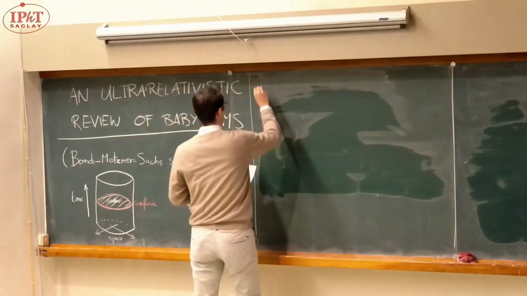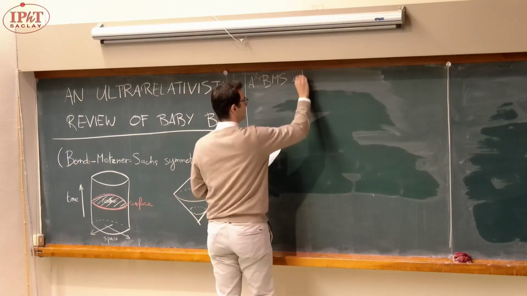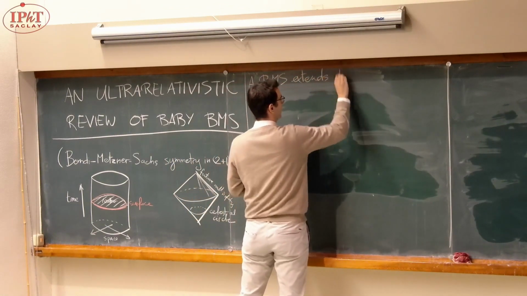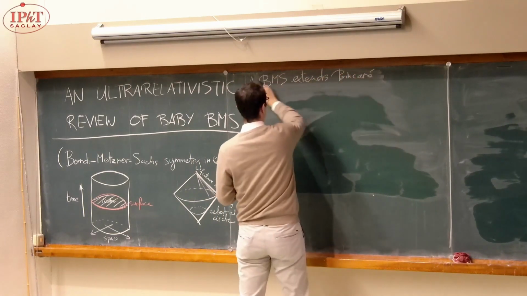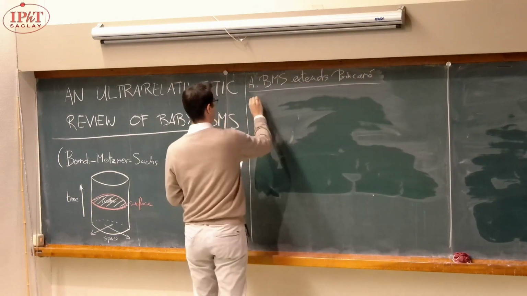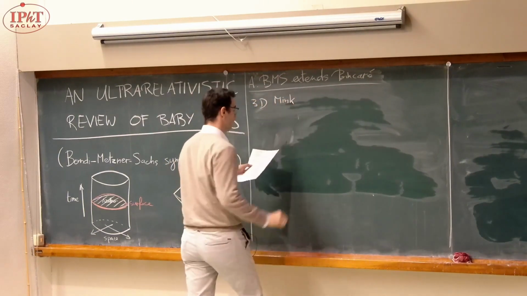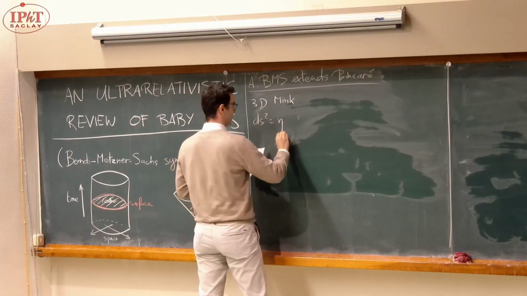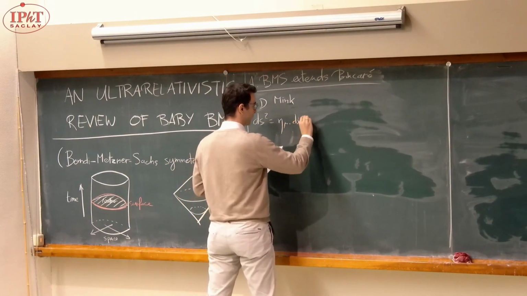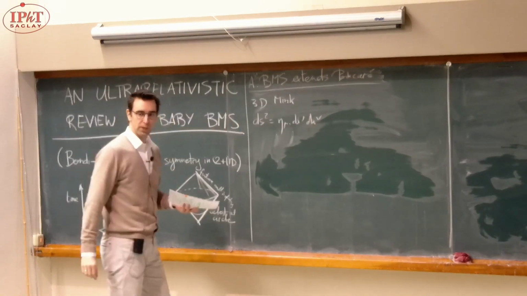So point A, BMS extends Poincaré. As I said, it's going to be completely elementary in the sense that I just want to consider Minkowski space, so 3D Minkowski, with the metric which is the one you know, in inertial coordinates. Fine.